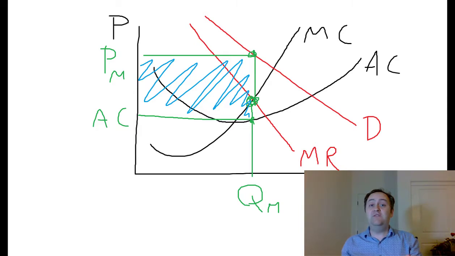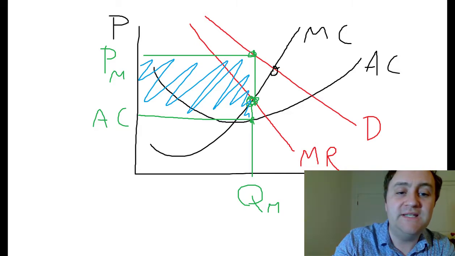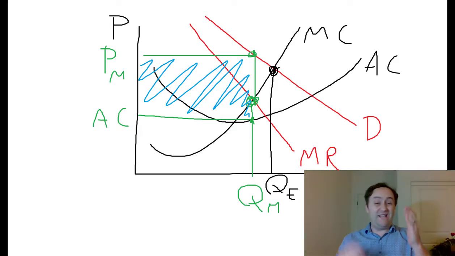Where's society's marginal benefit on this graph? It's not the marginal revenue, it's on the demand curve. So the efficient quantity would be where marginal cost and demand meet right here. That would be Q, I'm going to call that QE for Q efficient. That's not what we're producing. We are underproducing. So a monopolist is going to produce too few units.